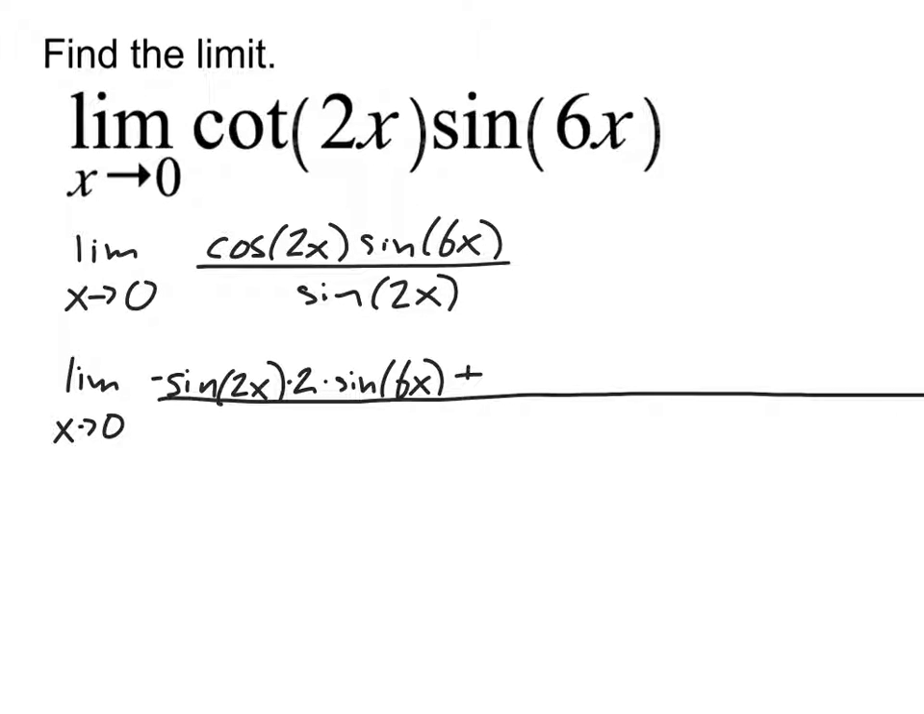Plus, now we flip which one we're taking the derivative of. So in this case, the cosine of 2x is going to stay the same, so it's cosine of 2x, times the derivative of sine of 6x. Derivative of sine, of course, is cosine, so it's going to be cosine of 6x, times the derivative of the inner function, so the derivative of 6x is 6.